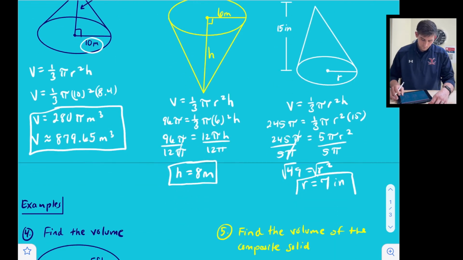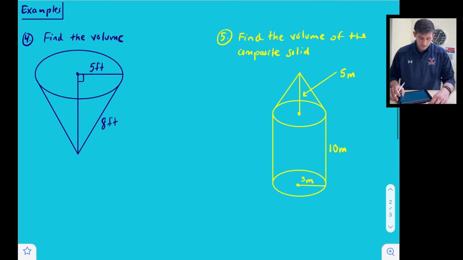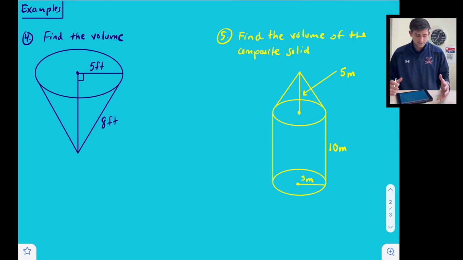Okay? All right, now let's do 2 more examples that maybe ask us to do something a little bit different. So for number 4, we want to find the volume. But if you notice, we are given the radius and we are given the slant height. We are not given the actual height of the cone, so we need to find that so that we can use that measure in our equation.